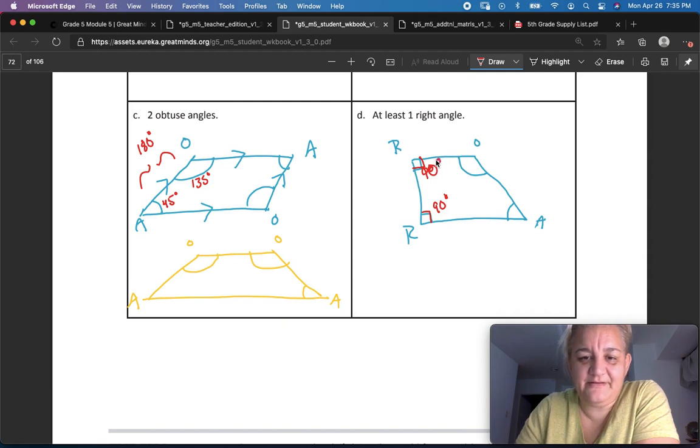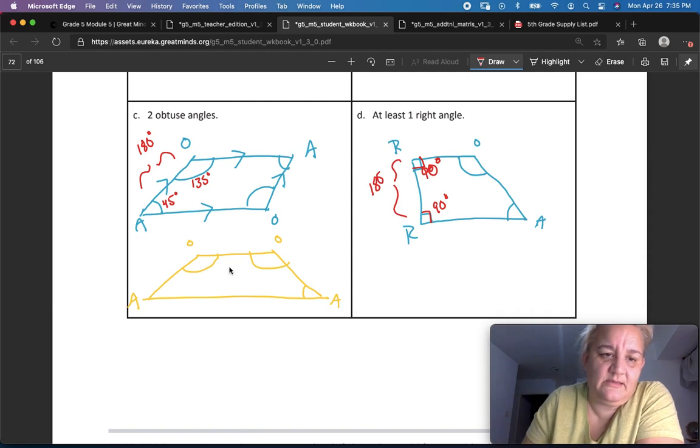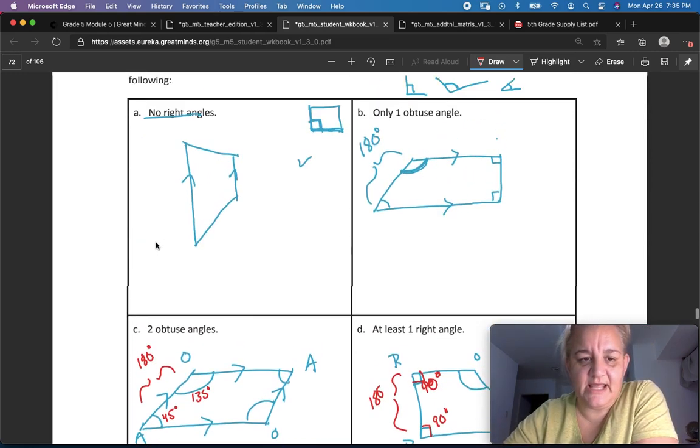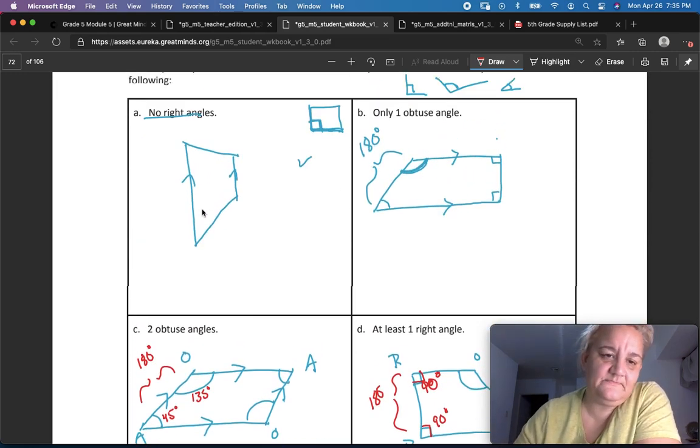And together, they make 180. Okay, so this is maybe 150, I'm guessing, and this would be 30, right? So together they make 180. They just wanted you to measure the angles, okay?